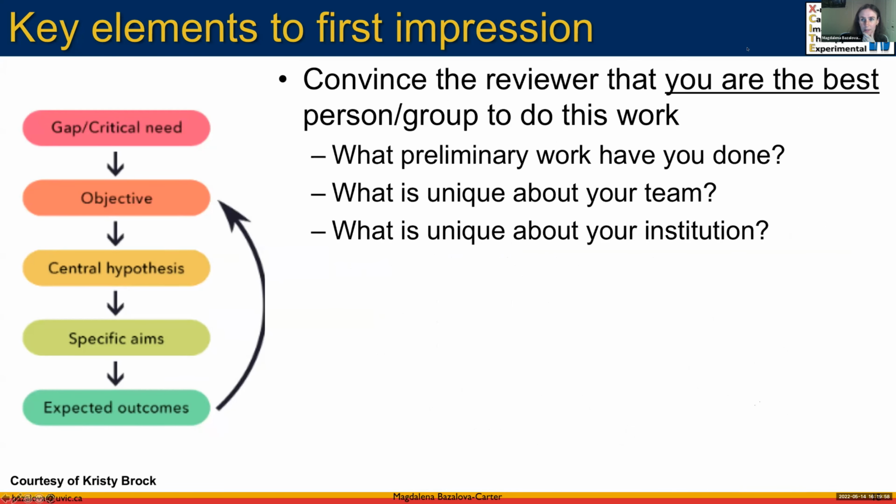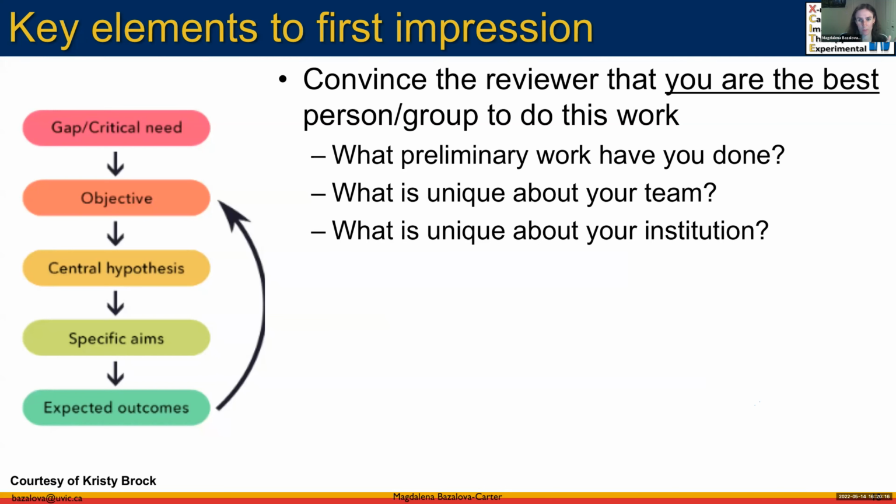Okay, so you also need to convince the reviewer that you're the best person to do this work. So you have to talk about your preliminary work. If you haven't done any preliminary work on this particular project, it's probably not very good, but you should at least talk about your work that you have done on some related research.